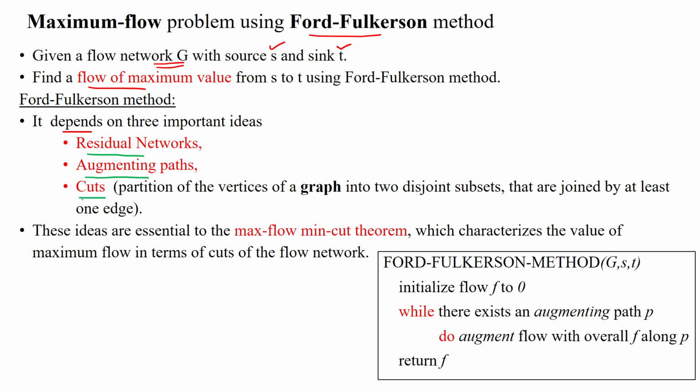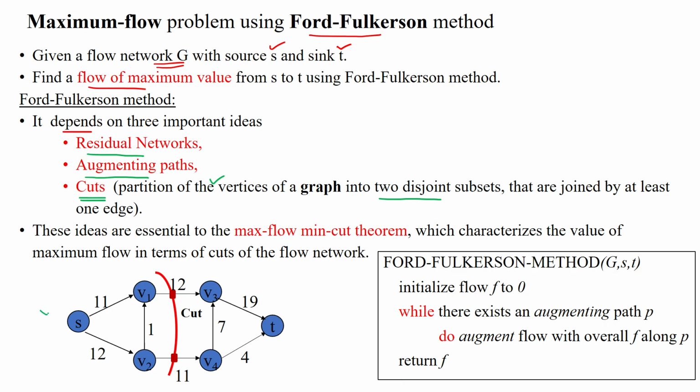And there is the max flow min cut theorem, which divides the vertices into two disjoint subsets of the graph. So for example, the given graph is this one. The red color line is the cut, which removes two edges: the edge from V2 to V4, and V1 to V3 is also removed. So that is the meaning of cut.